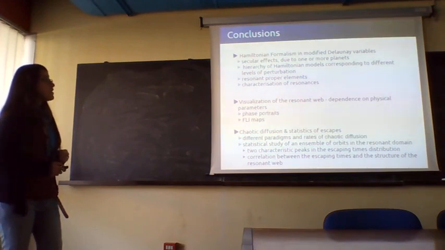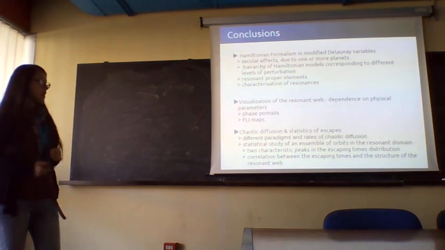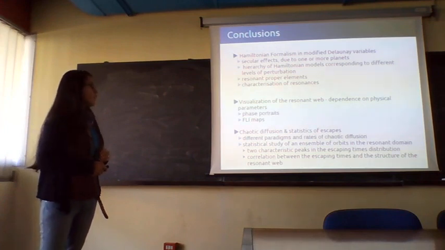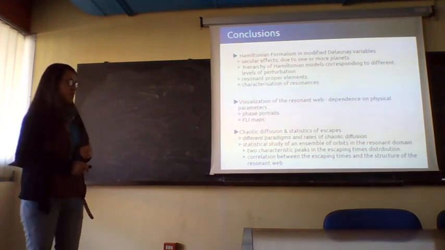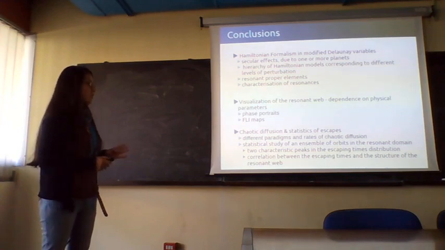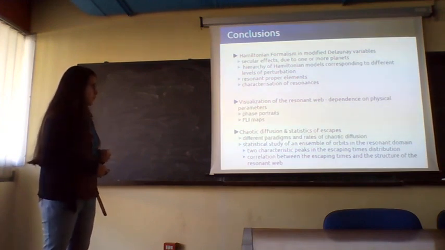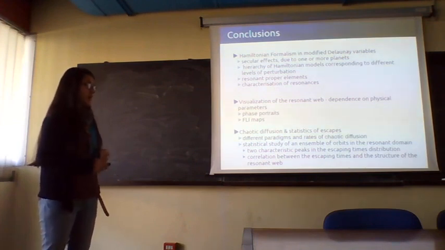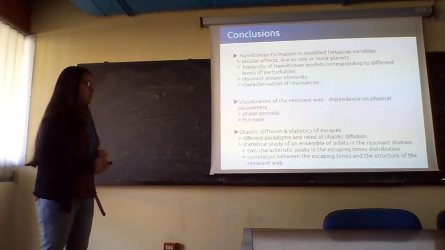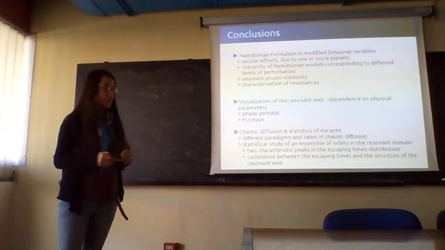And we could study this new formulation in some numerical experiments based on the elliptic restricted three-body problem through phase portraits and FLI maps, depending on whether we are considering the circular case or the elliptical case. And also to measure and produce statistics of the escaping times of the orbits when we are dealing in particular with resonant cases located in the transversal resonant domain. We found that there are different paradigms of chaotic diffusion according to which resonant orbit it belongs. And the statistical study of the ensemble of orbits gives us the main result that escaping times have a bimodal distribution, and that there is a very good correlation between the plot of the escaping times and the FLI map that allows us to recognize which part of the system is within one or the other behavior. And that's it.